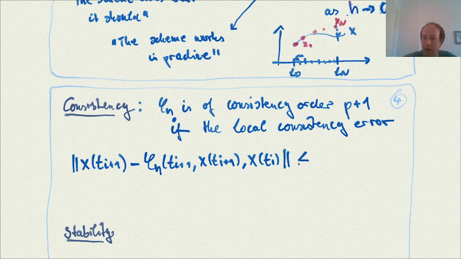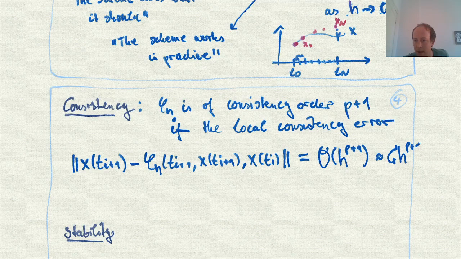If this behaves like, okay, here is this O notation, O of h to the p plus 1. You can think this error is basically a constant times h to the p plus 1. This O notation means this error goes faster to 0 than h to the power p plus 1. So we can bound this by this.